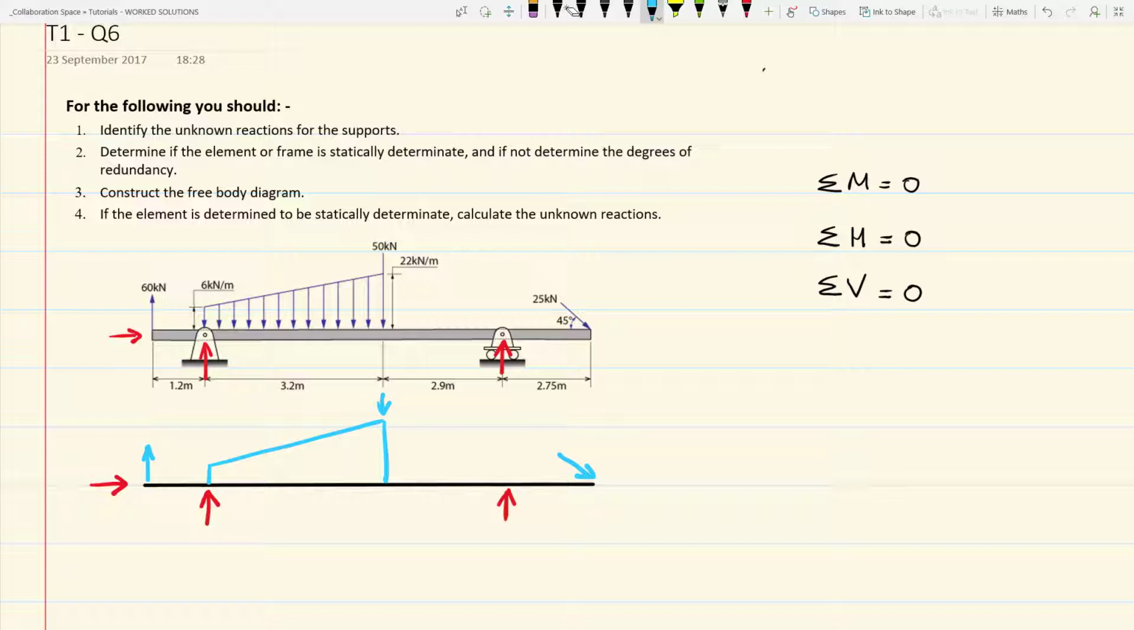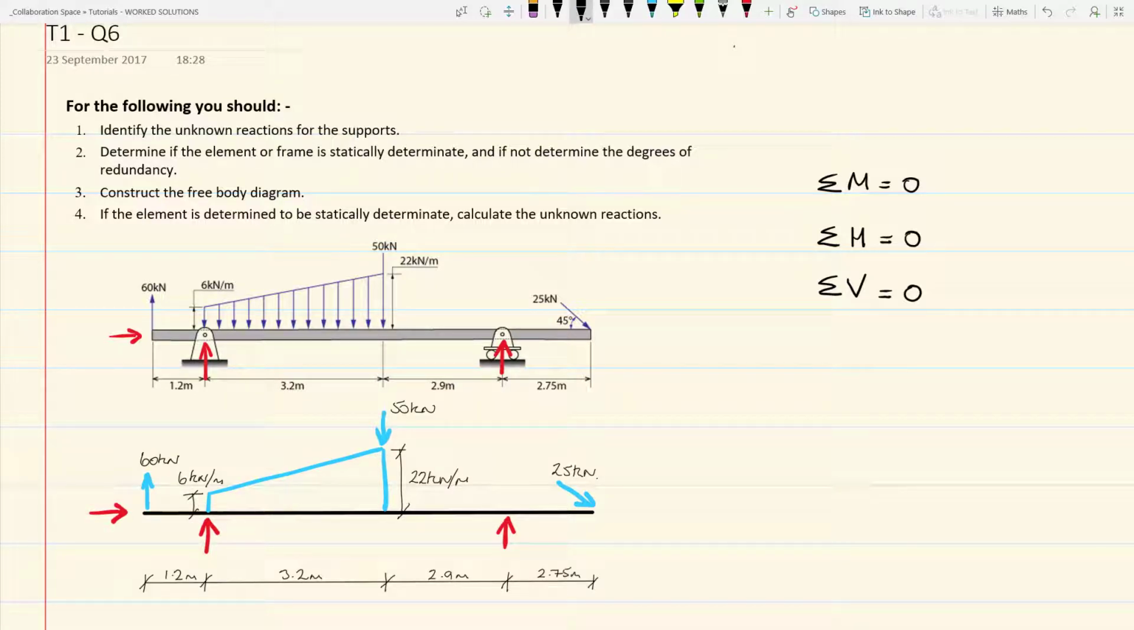The final step in constructing the free body diagram is to add the dimensions and the magnitude of the loads. Now we have the free body diagram. The first step in calculating the vertical and horizontal reactions is to resolve the inclined point load to the right-hand cantilever to its vertical and horizontal components.